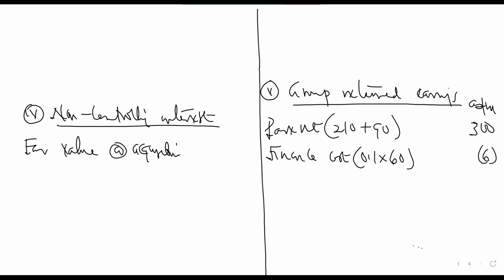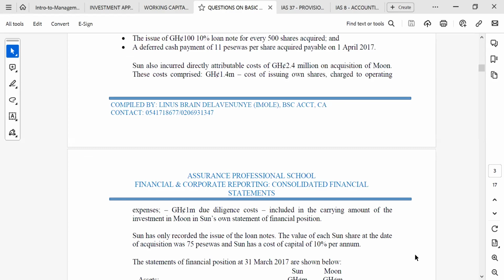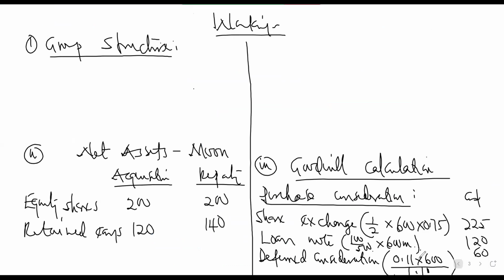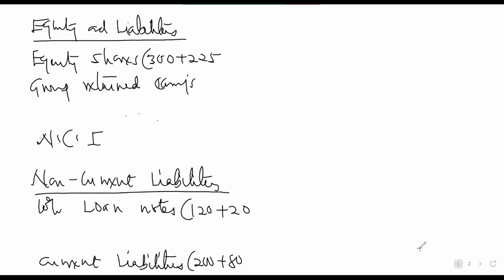But the question is, was the deferred consideration recorded? No information about that has been given. Okay, they say some has only recorded the issue of the loan note. So the deferred consideration has not been recorded. But since we have recorded this now, we have debited our investment and we have also credited our retained earnings with the interest. Our deferred consideration will have to be recorded as a liability. But which type of liability?